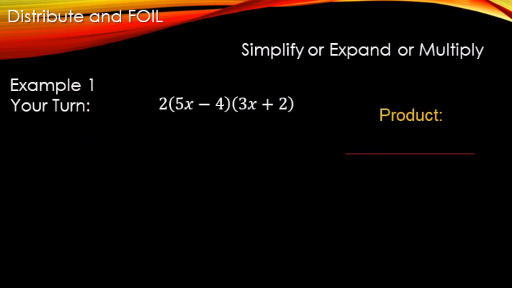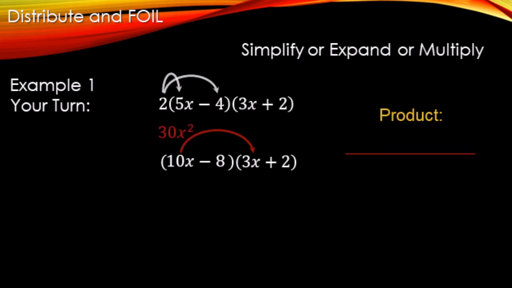All right, let's have you go ahead and work this on your own. Pause the video, and then we'll come back and check your work. Start out with the distributive property with these two factors here. 2 times 5x, 10x. 2 times negative 4, minus 8. And continue multiplying. Now we got to do 10x times the 3x plus 2. Then we'll do the negative 8 times 3x plus 2.